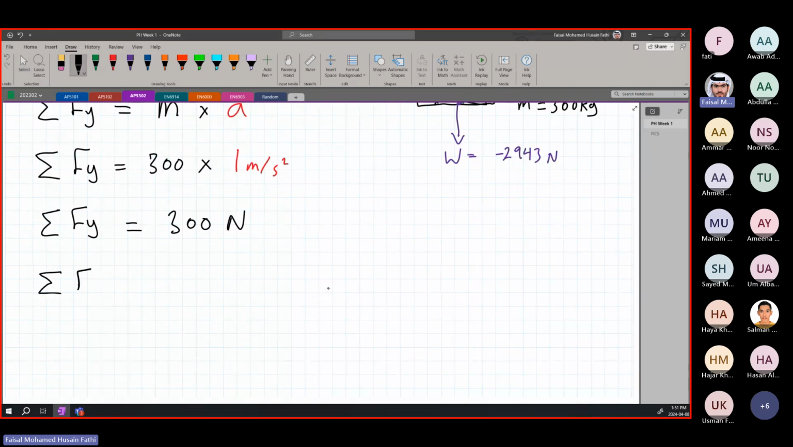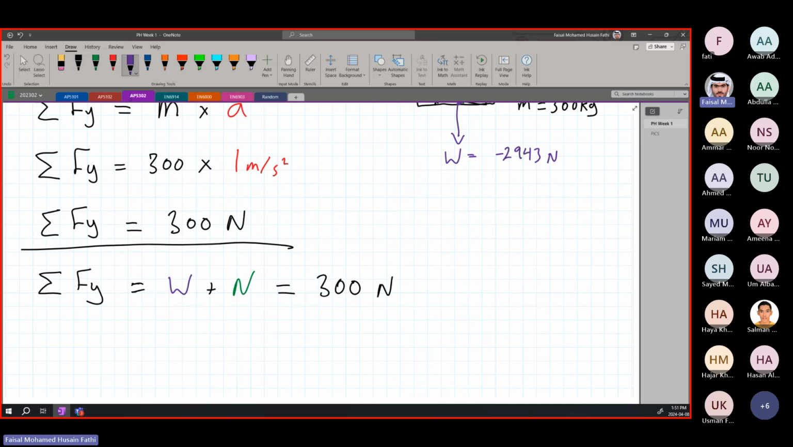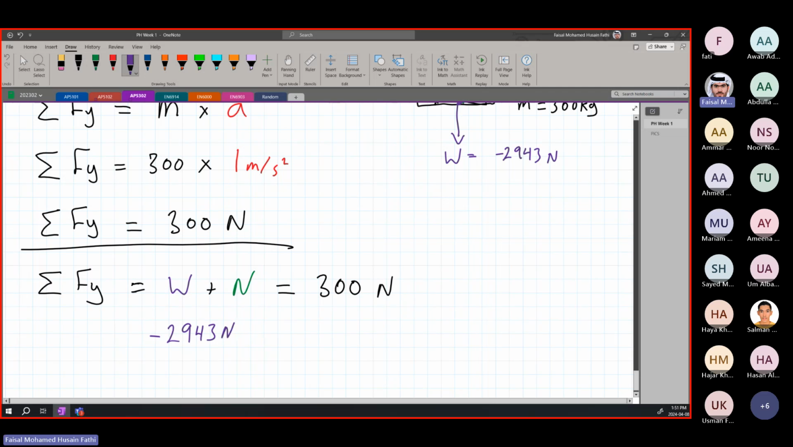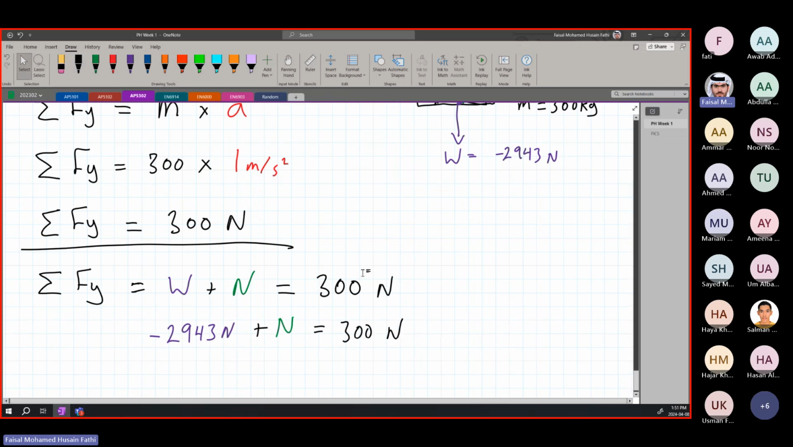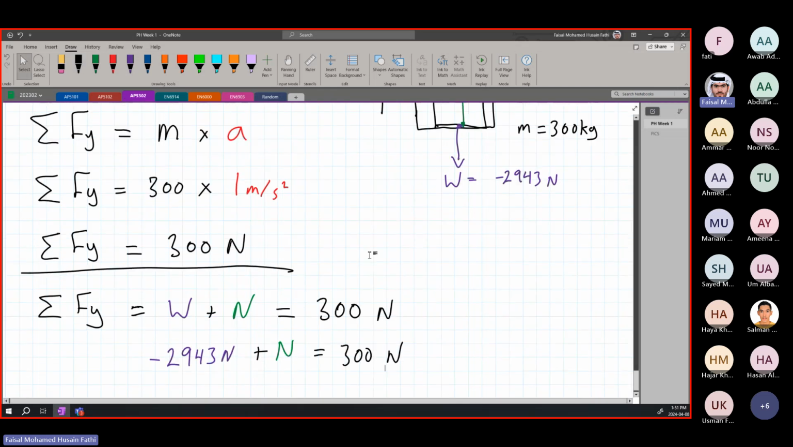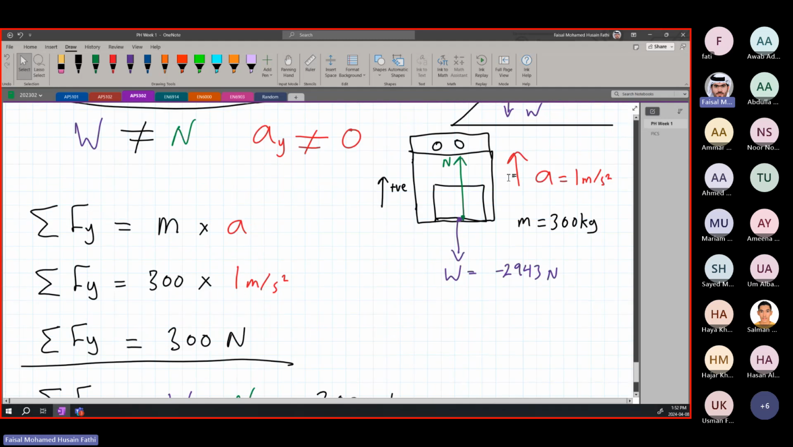We also know that sigma Fy is equal to W plus N. So now it is no longer equal to 0. It is equal to 300 newtons. We know that W is minus 2943 newtons plus N is equal to 300 newtons. All right. Now we have a sigma Fy in an upward direction. It's positive, so it's in an upward direction.